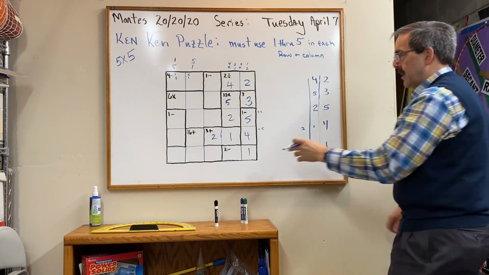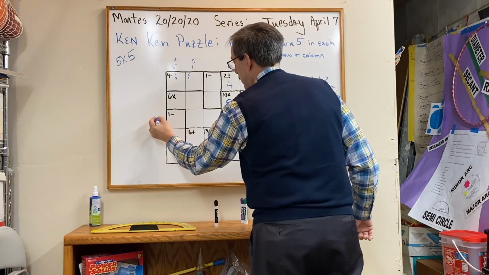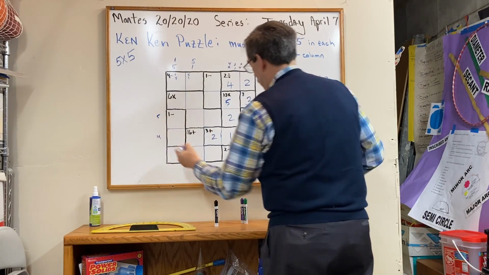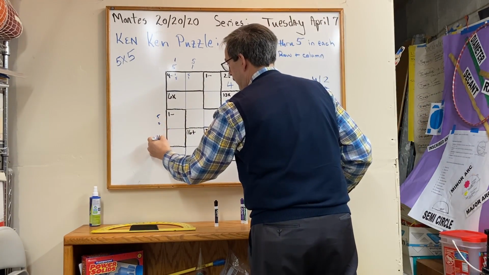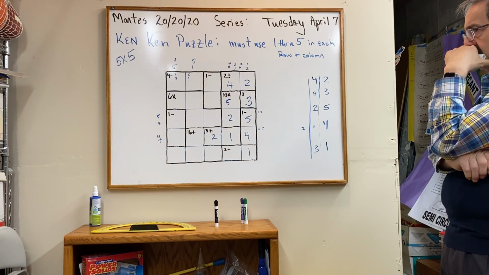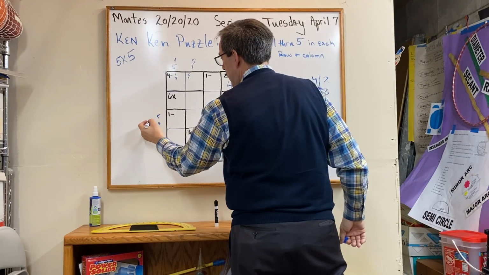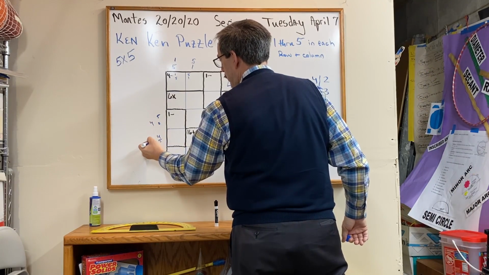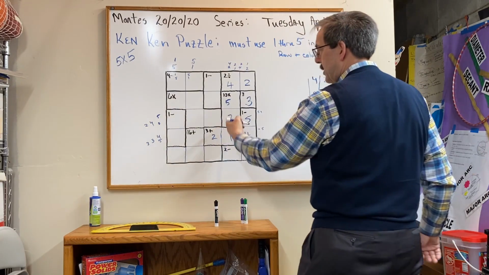Now, things that make a 1 minus. 5 4, but we already got a 4. But it could be 4 5, right? We're missing a 3. 4 3, 2 3, but the 2's already gone.